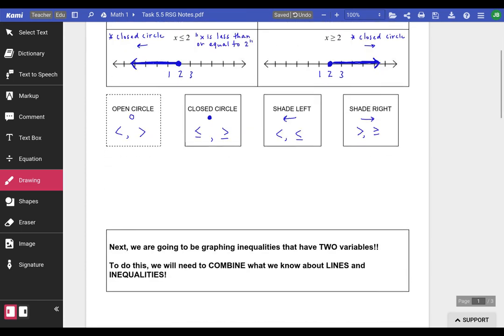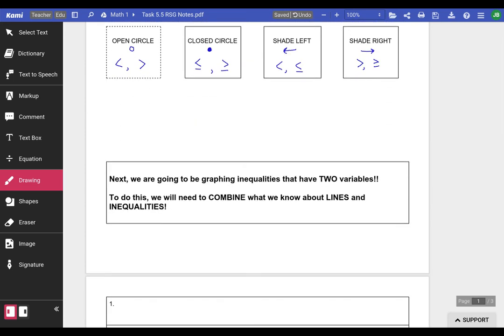and now we're going to apply it to graphing linear inequalities. So it says next we're going to be graphing inequalities that have 2 variables. So just like when we've been graphing our linear equations, now we're going to have x and y. And so to do this, we're going to need to combine what we know about lines and inequalities. So let's see how this all comes together.